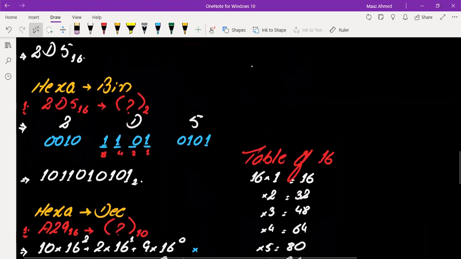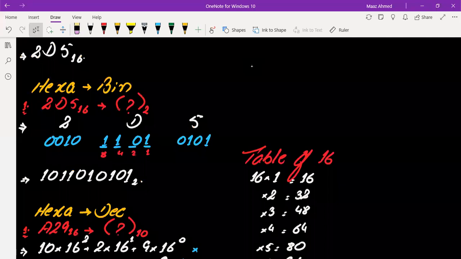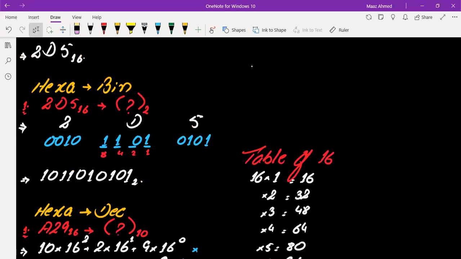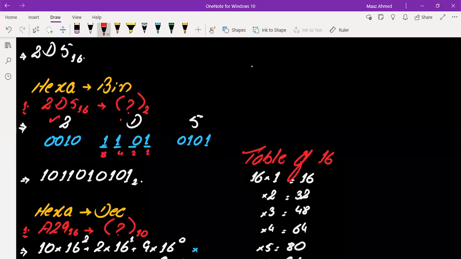Okay. Hexa to binary. Now for hexa to binary, what do we need to do? Hexa to binary. Now the answer 2D5 became the question over here: 2D5 base 16, and we need to convert it into binary format. What are we going to do? First of all, we write the digits separately: 2 separately, D separately, and 5 separately.